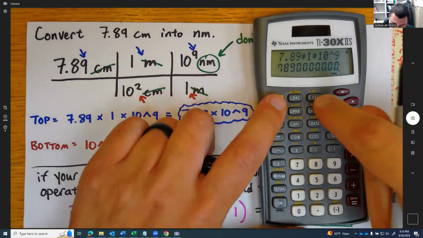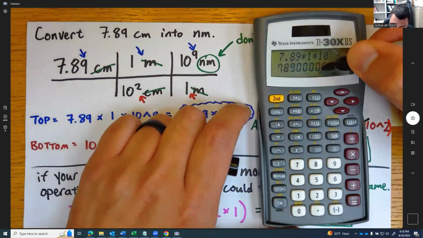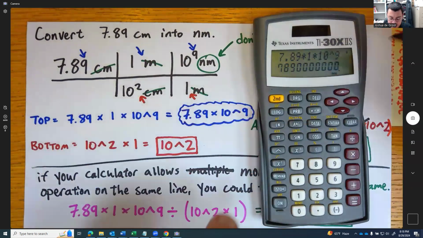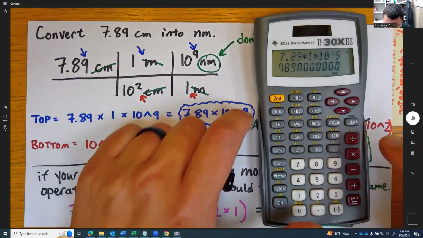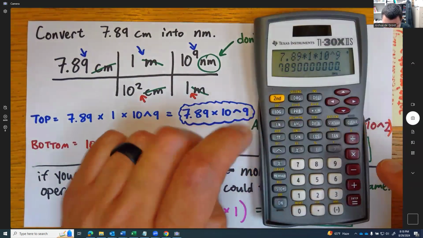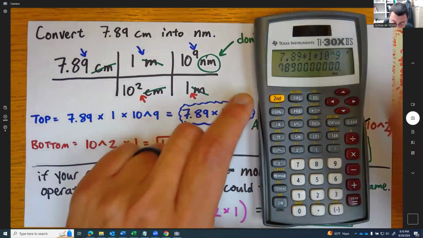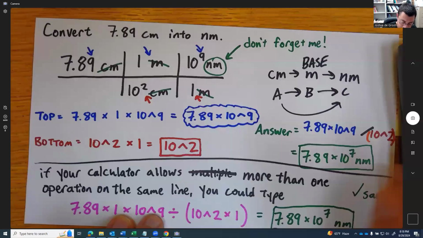On some calculators, I could just count. All right, fine, I'll do that. 1, 2, 3, 4, 5, 6, 7, 8, 9. So 10 to the 9th power to get my decimal right there. If you have the ability to go to scientific notation on your calculator, you could do it that way as well. All right, but there's my answer for the top.